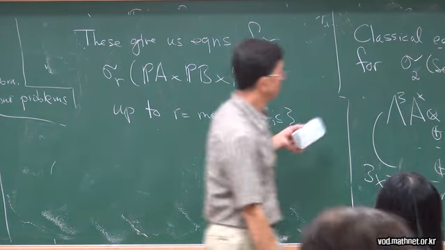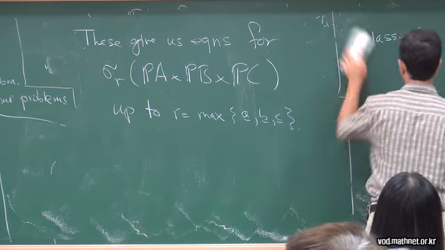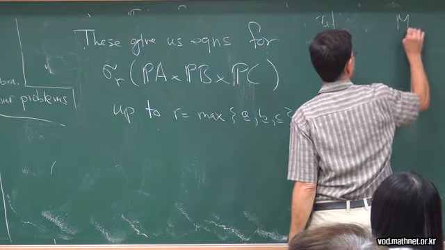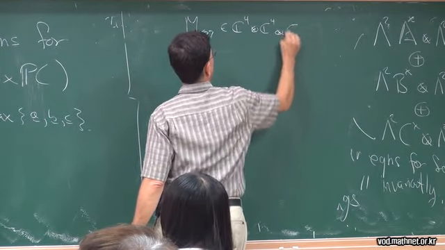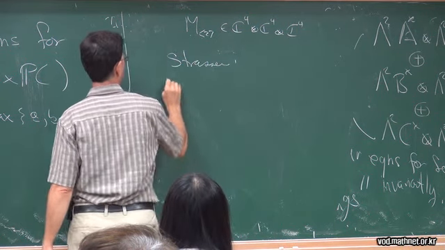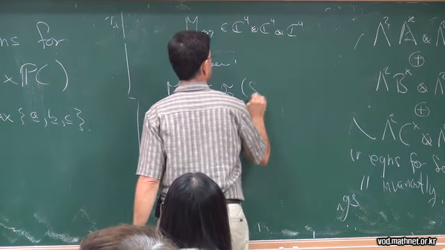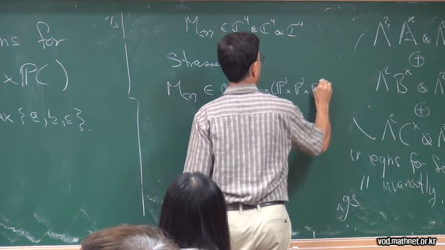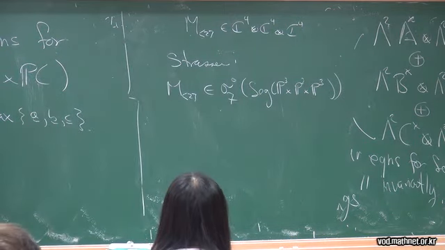Well, if we think about our original problem, let's say for 2 by 2 matrices, Strassen showed that M2 is in sigma 7 of the Segre. He actually showed it's in sigma 7, but let's not worry about that.